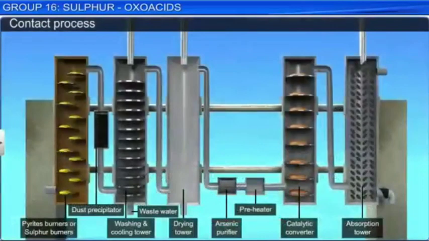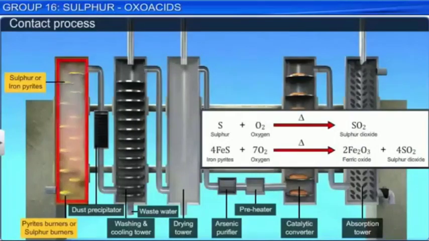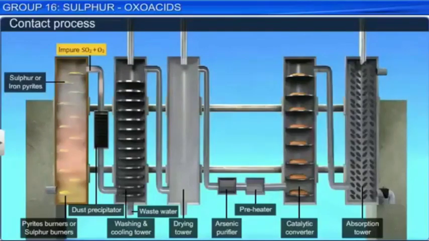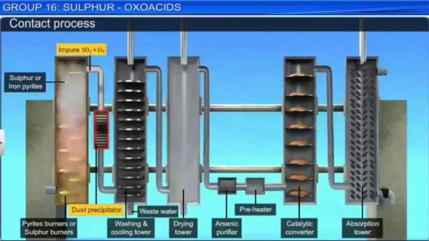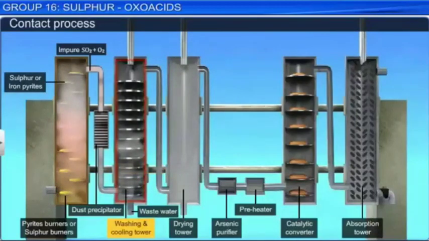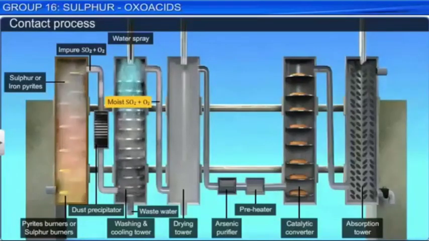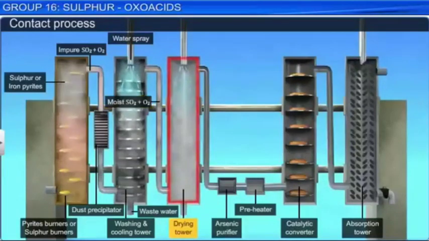The sulfur or iron pyrites are burned in the sulfur burner to produce sulfur dioxide. The impure sulfur dioxide and oxygen gases from the sulfur burner are passed into the dusting tower, where the dust particles are removed by settling down. The purified gases are now passed into the washing and cooling tower. Here, the gases are cooled and washed. The moist gases from this tower are passed into the drying tower. The gases are dried by a spray of concentrated sulfuric acid.